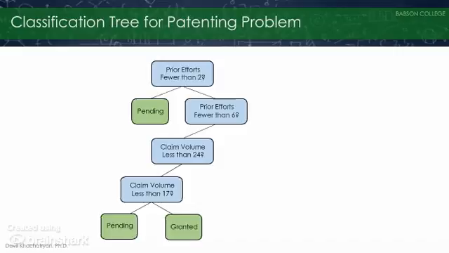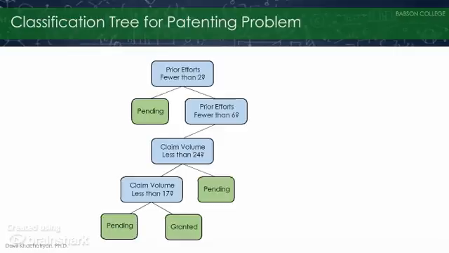Now, stepping back to the previous question where it was being asked whether the claim volume was less than 24, we already figured out what's going to happen if the answer to that question is affirmative. Now is the time to find out what happens if, in fact, the claim volume is 24 or higher. And it turns out that all those documents for which the claim volume is 24 or higher, and which have anywhere from 2 to 5 prior efforts, are classified as pending according to our tree.